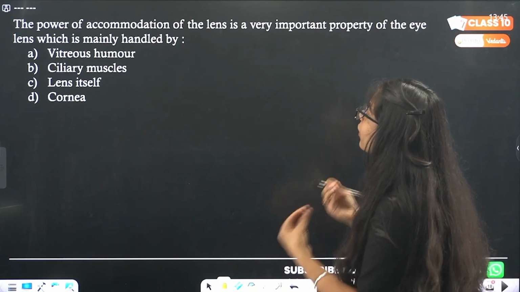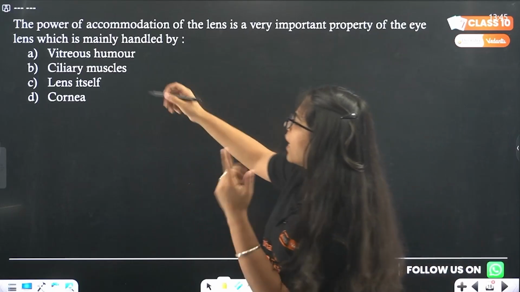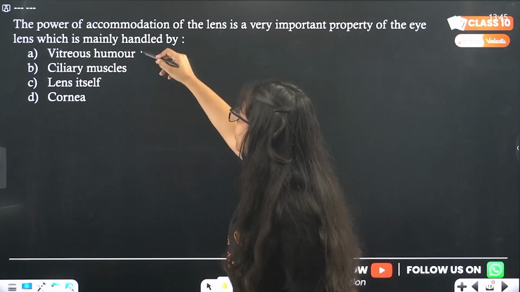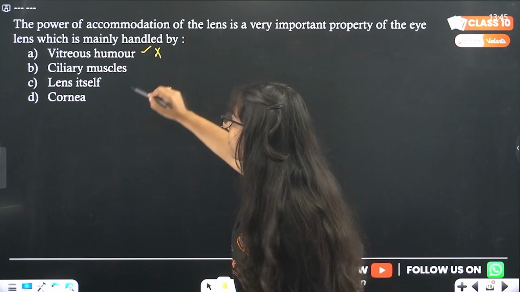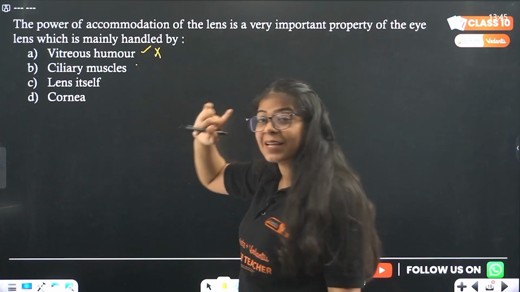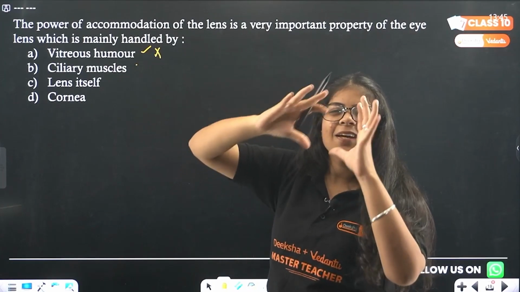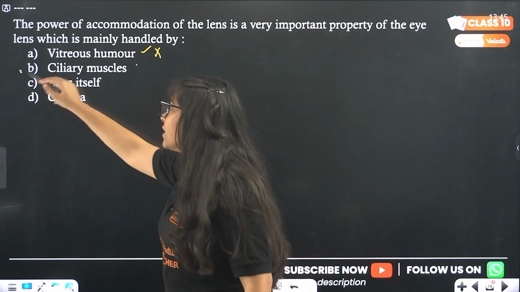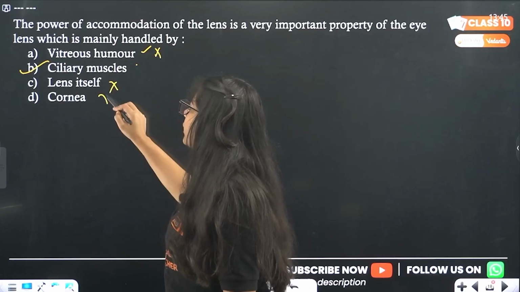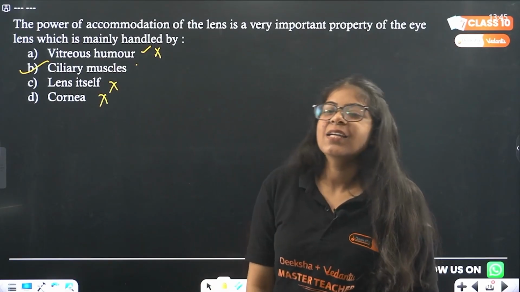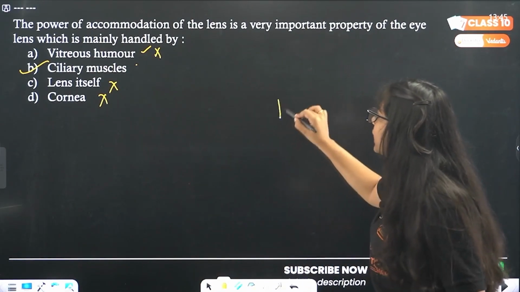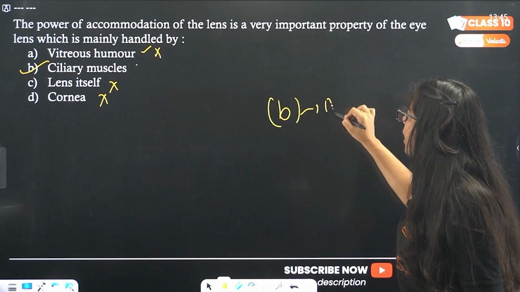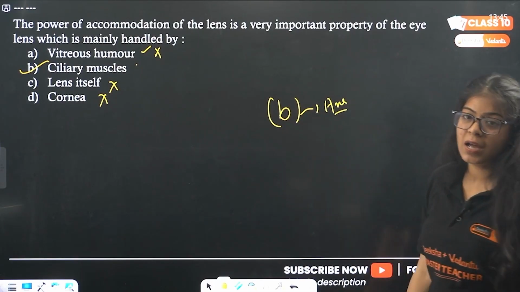So which part helps the lens do this? Vitreous humor? No, it gives the shape. Ciliary muscles, oh, ciliary muscles are used to contract and relax the eye lens. So that is the answer. The lens itself? No. Cornea has no role here. So what is your answer? B, ciliary muscles is your answer.